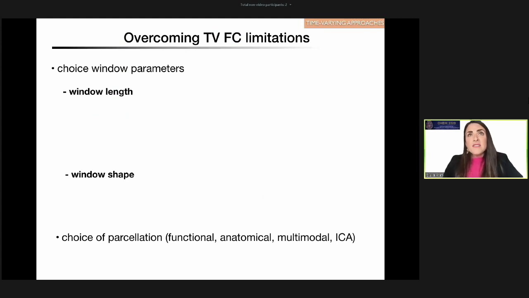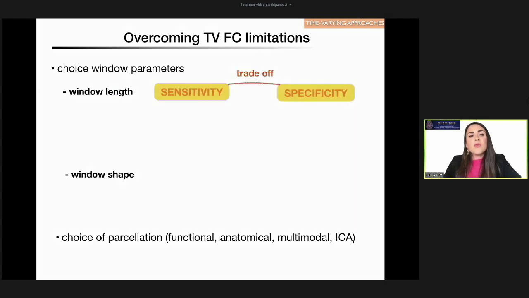But then, as I said, the sliding window approach is for sure still the most used in the literature right now, but it also has pitfalls and limitations that need to be carefully addressed. One critical point is the choice of the window parameters, in particular the window length. In fact, the window length can influence our results quite largely, so we should always consider a trade-off between sensitivity and specificity.